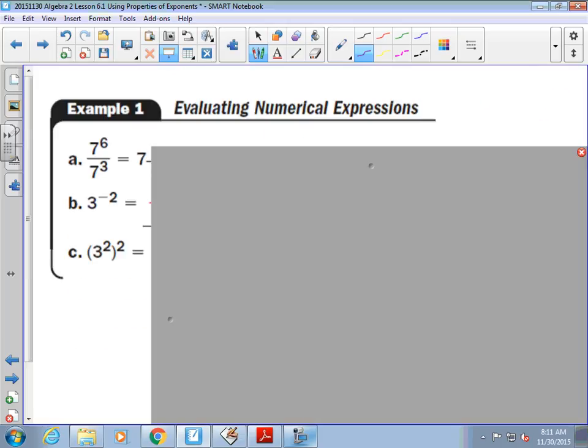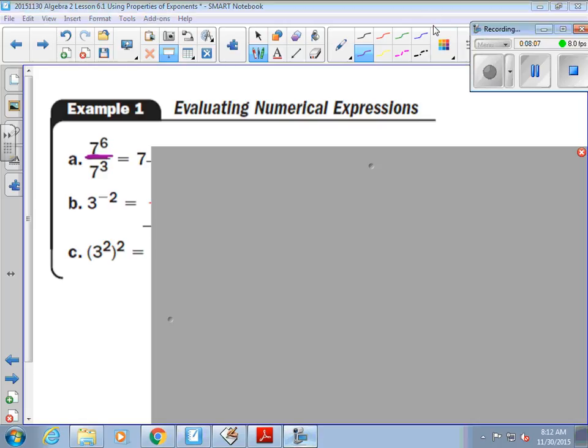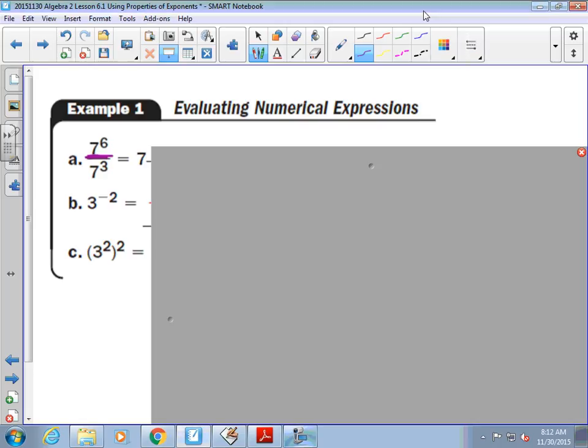7 to the 6th power over 7 to the 3rd power. Again, the second to last property we just looked at was the quotient of powers property. We said that multiplication went with addition. Right here we have division. So since multiplication goes with addition, what does division go with? Again, if multiplication is paired with addition, right here we have division. What is division paired with? Subtraction.